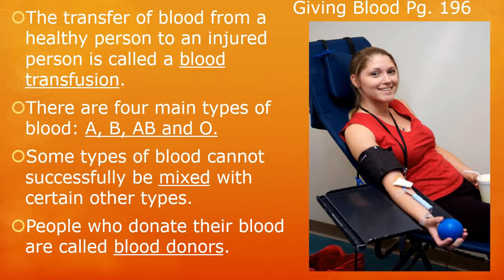But giving blood, sometimes people lose blood, like if they've been in an accident and they've had a big cut or something, and so they need blood from other people. And so you can donate your blood. So we can transfer blood from a healthy person to an injured person, and that's called a blood transfusion. All right, I will tell you this, you cannot give blood under normal conditions until you're, I believe, it might even be 21 now. It's at least 18, maybe 21.